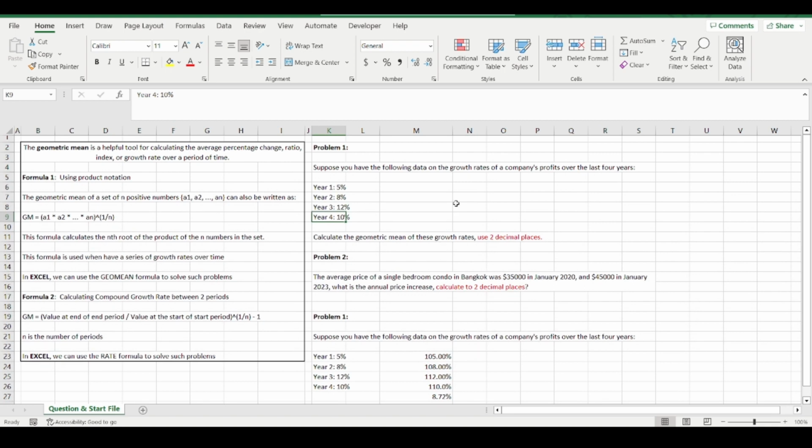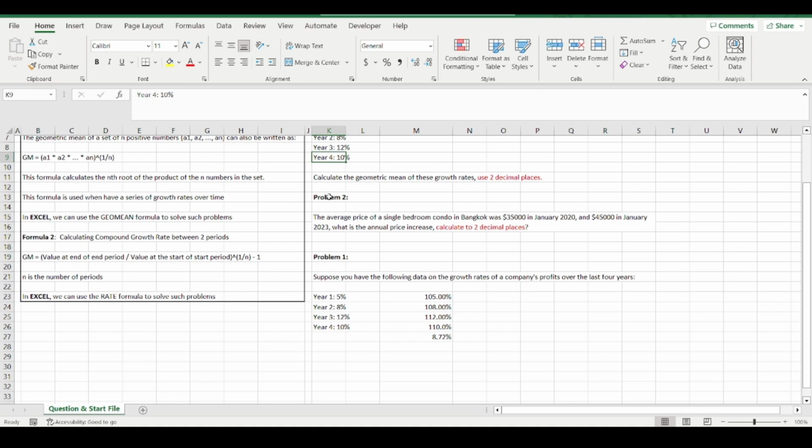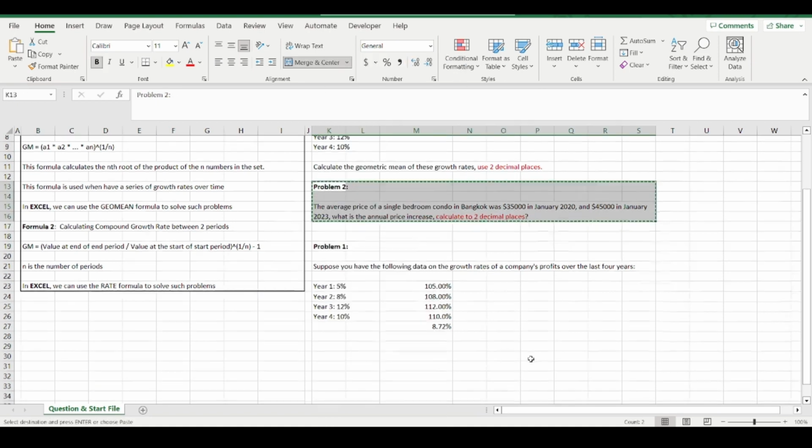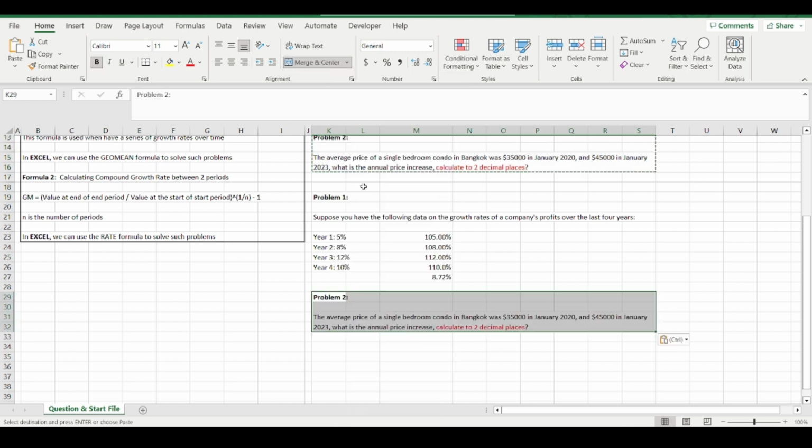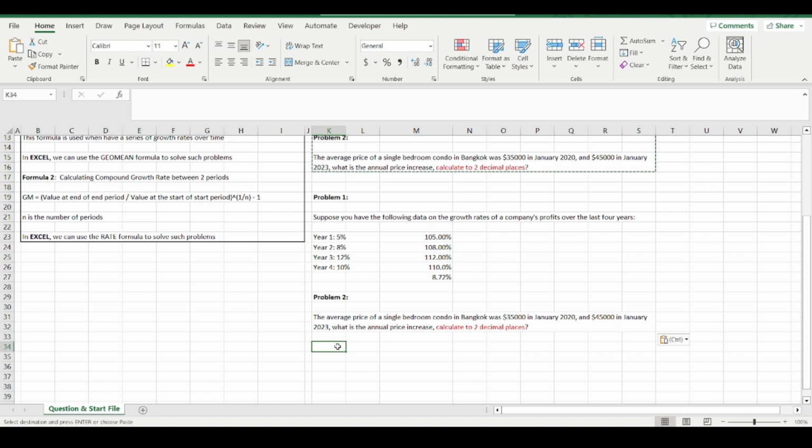In the second type of problem, I give you a start and end value, and we want to know what the compound growth rate was given the start and end value. In this type of problem, we're going to use the RATE function, and here goes. First thing I'm going to do is PV. Now note, in Excel, you need to make this value negative.